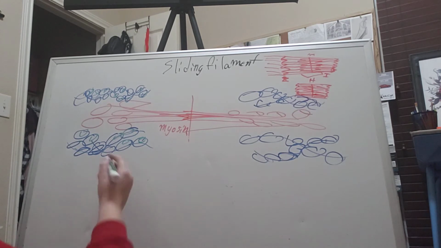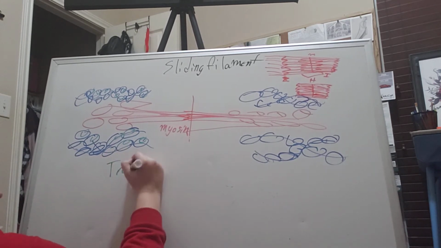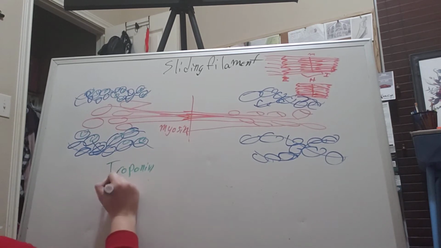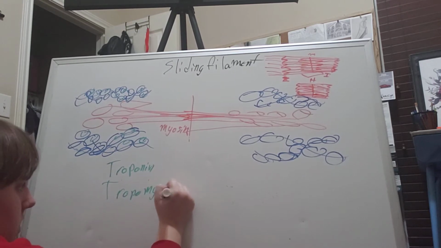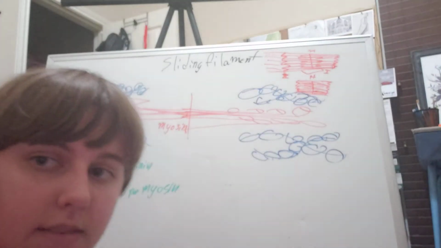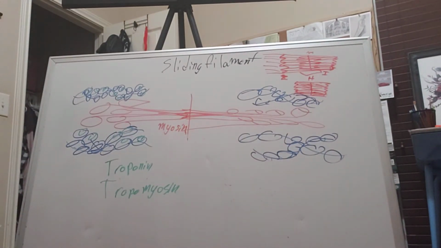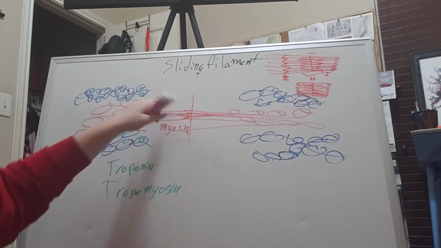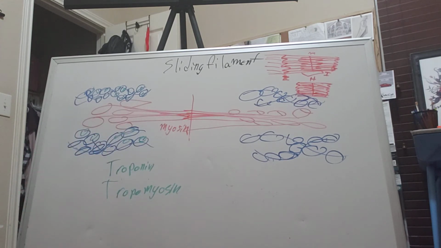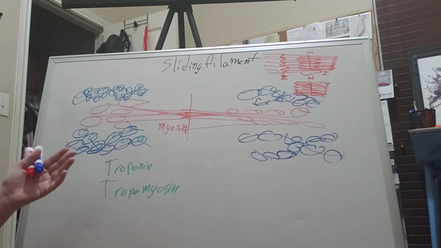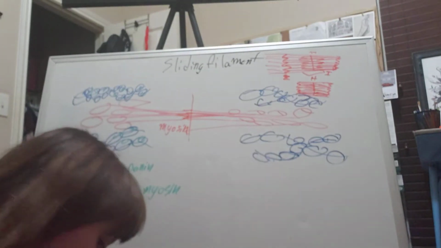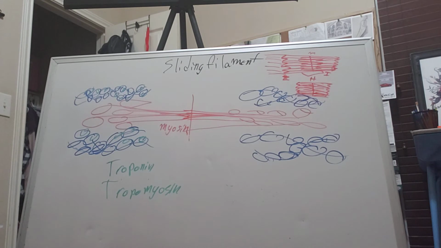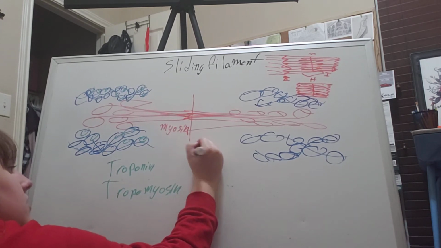Let's write that out. Troponin, I really need to learn how to spell these things. Tropomyosin. These are regulatory proteins. And another thing, I already said that myosin has two binding sites. So we know that one binding site is to actin. What's the other one? Well, the other one is for ATP. And we're going to draw a little ATP in black. Adenosine triphosphate.